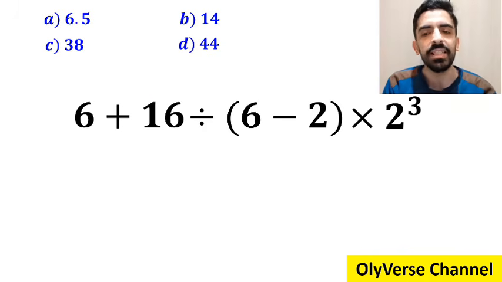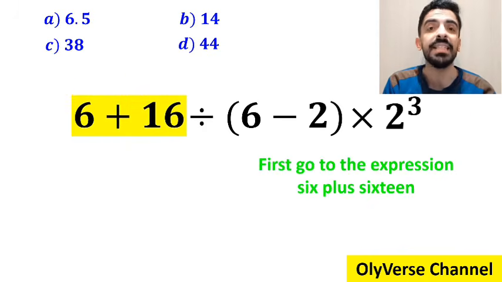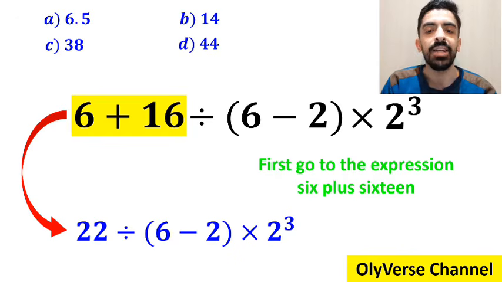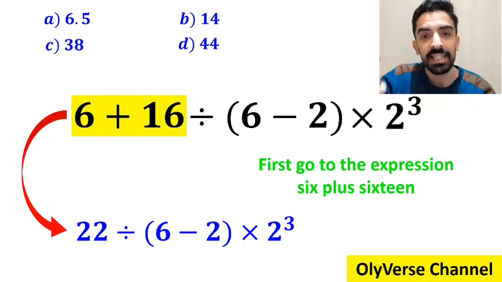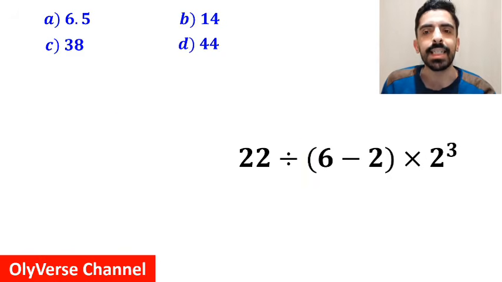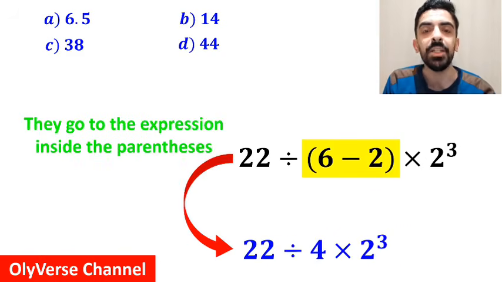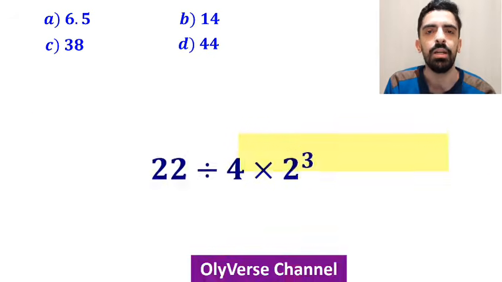Many people, when solving this question, first go to the expression 6 plus 16, and instead of the original expression, they write 22 divided by (6 minus 2), multiplied by 2 to the power of 3. In the next step, they go to the expression inside the parentheses and simplify this expression to 22 divided by 4 multiplied by 2 cubed.